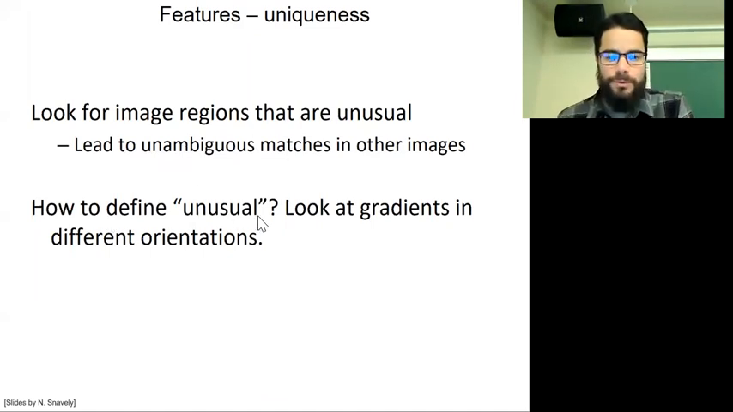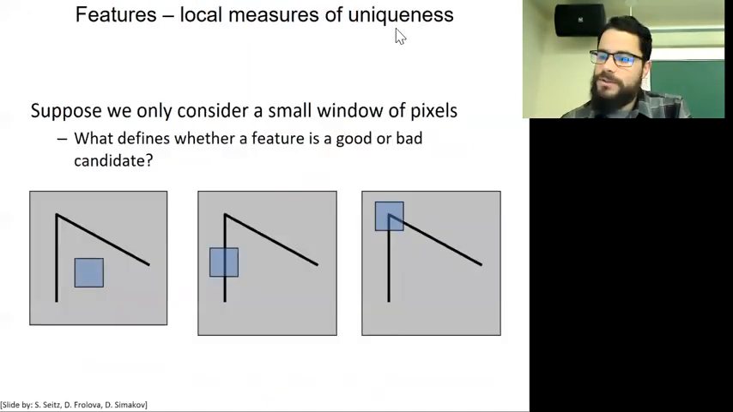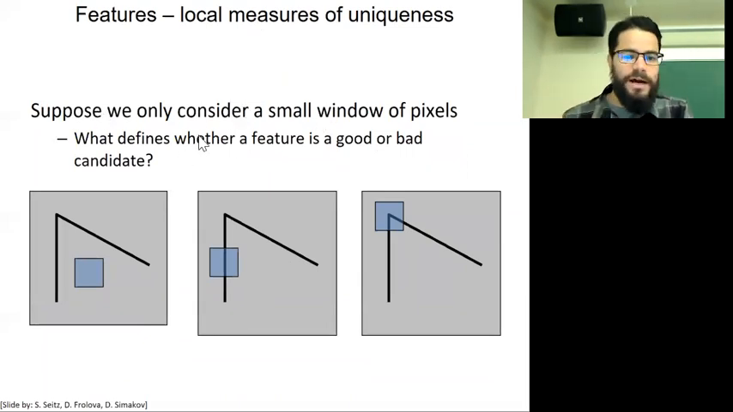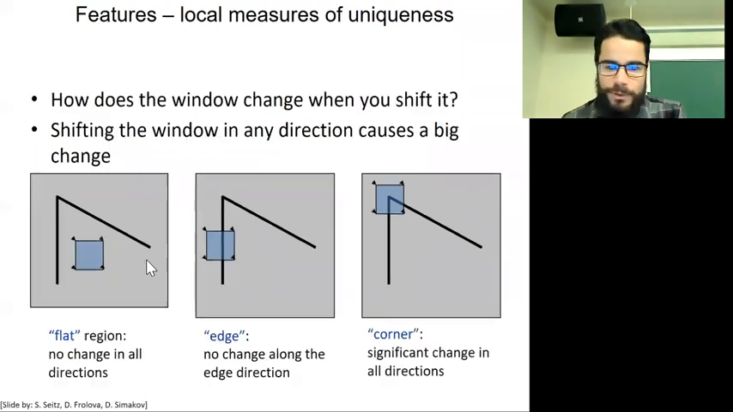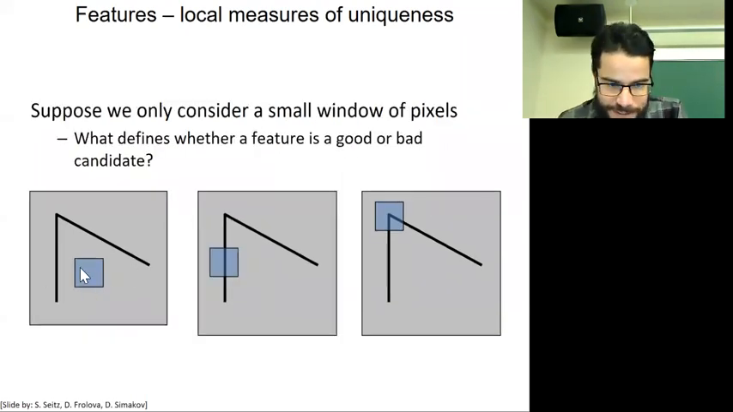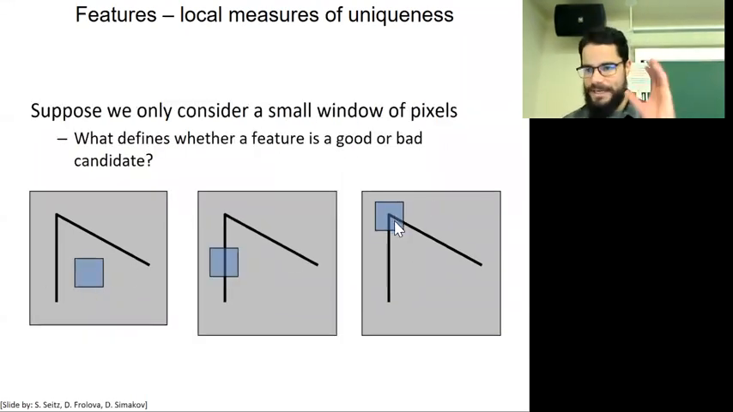How to define unusual? Look at the gradients in different orientations. That is going to be the theme for this whole class. So let's consider these three regions, okay? Suppose we only consider a small window of pixels. What defines whether a feature is good or bad? Is it a good candidate or is it a bad candidate? What we are going to do is to consider just a window of the same size.